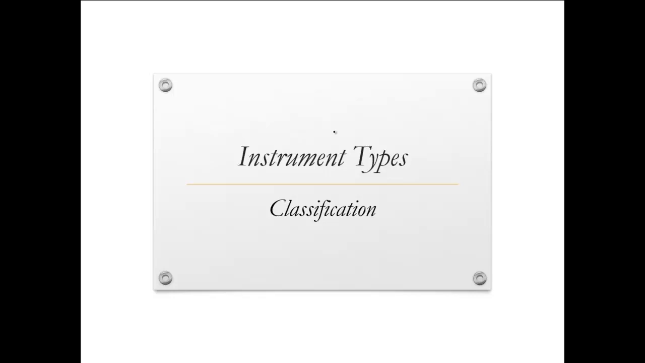Welcome back. Today we will discuss instrument types. In the previous lectures, we have discussed the fundamental methods of measurements, which include direct and indirect comparisons. And then we discussed the elements of a basic measurement system, which included primary sensing element, variable manipulation, variable conversion, and all those things.